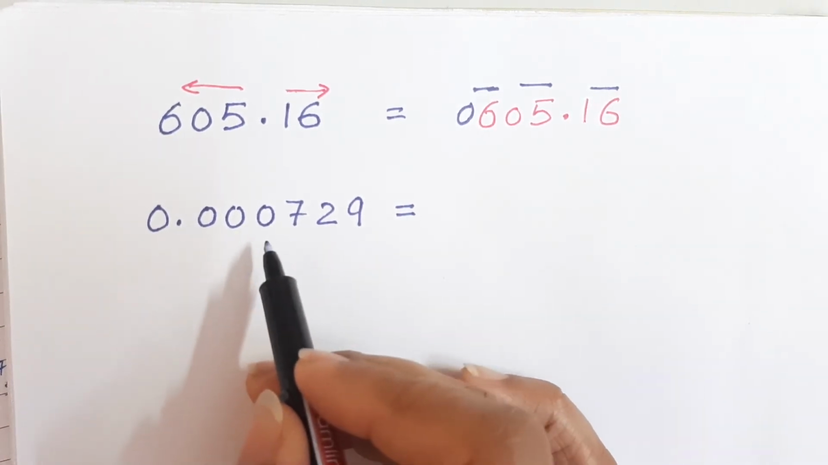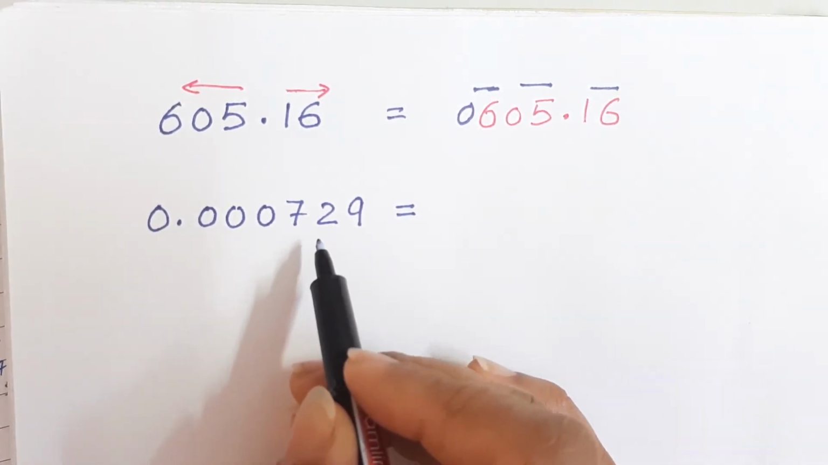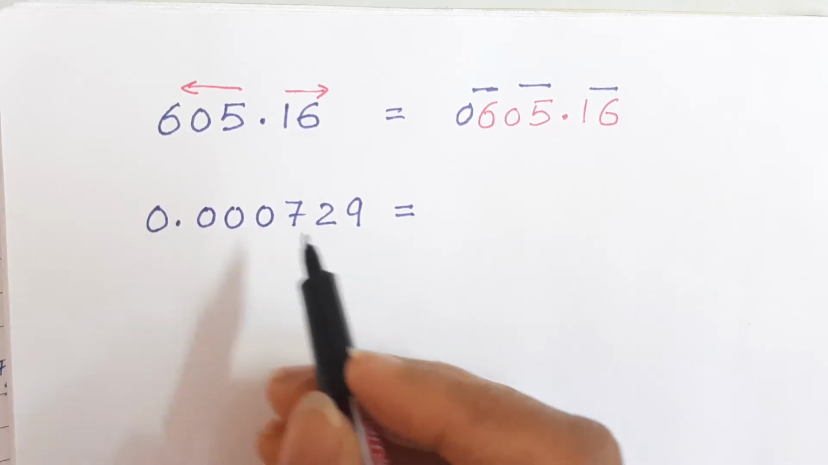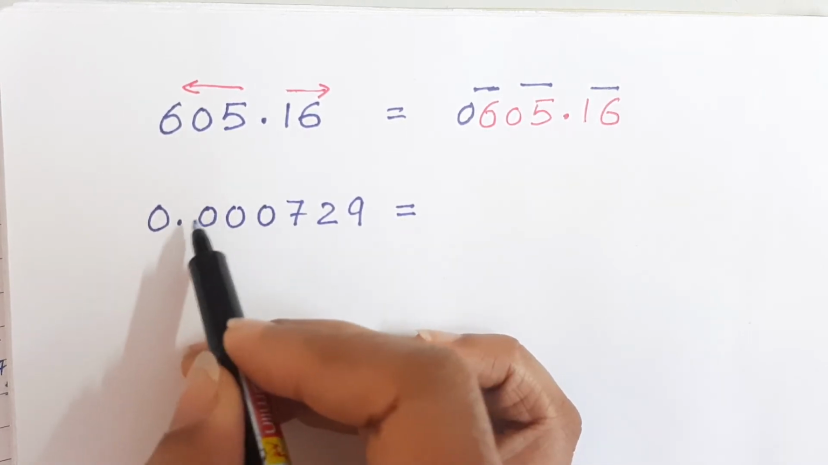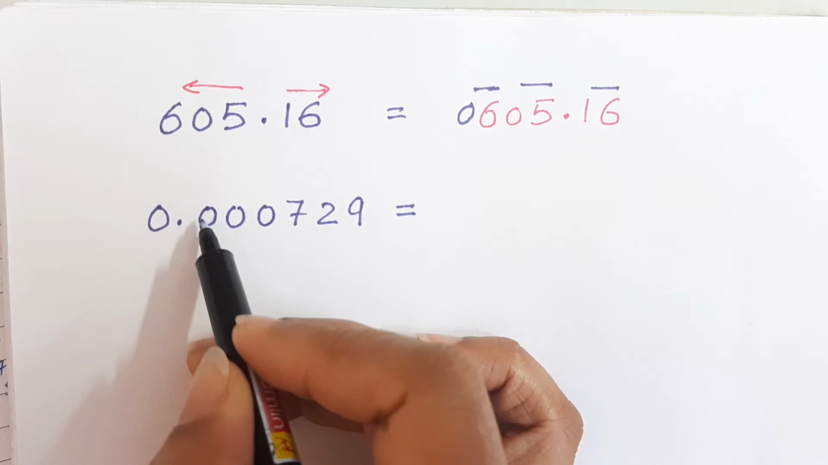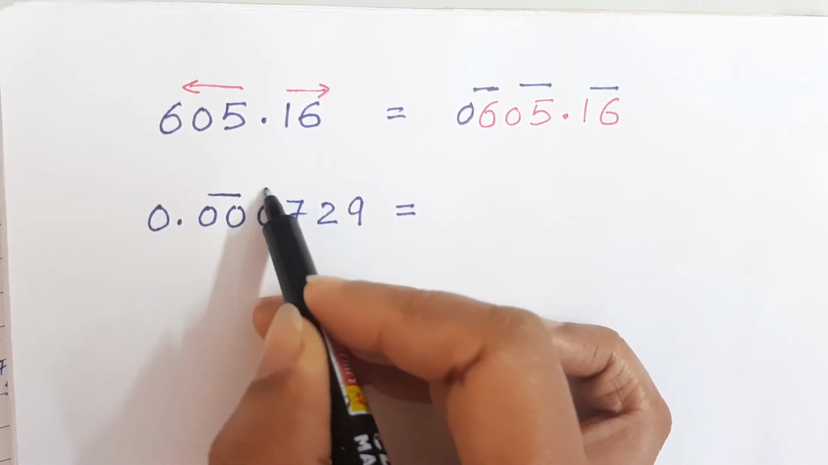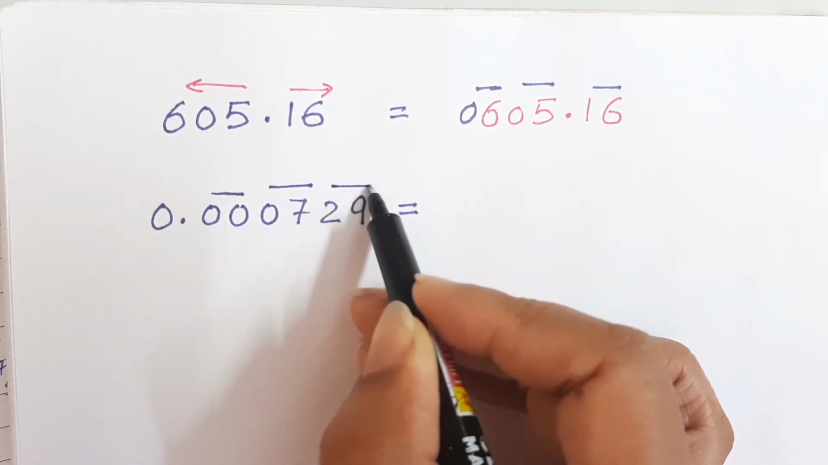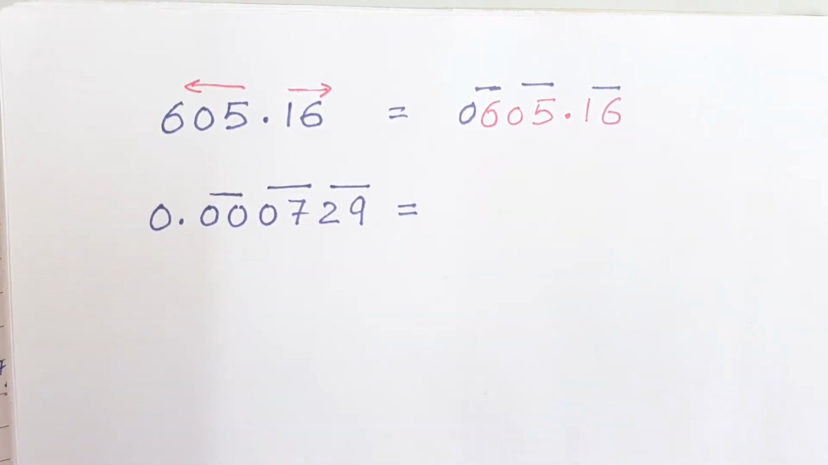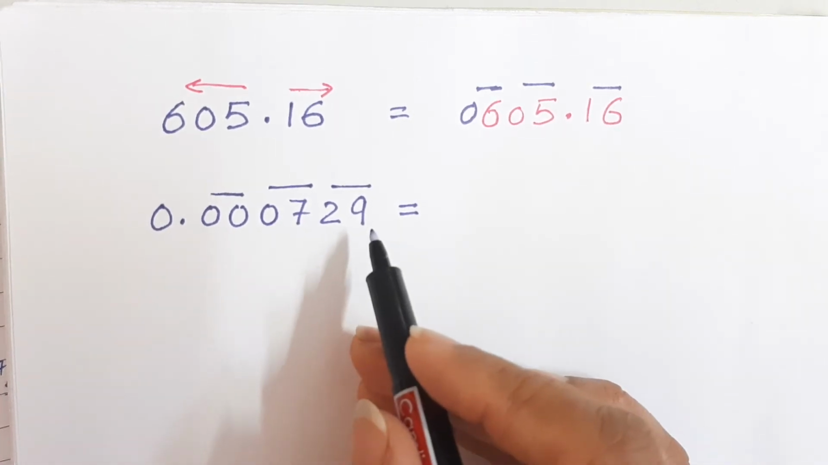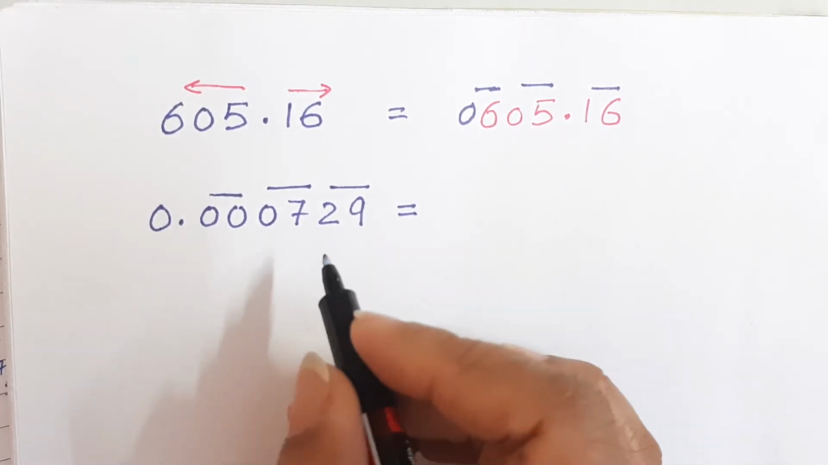Now consider the next case. Here, in order to do the pairing, we'll start from after the decimal, that is from left to right. So first pair, then second pair, then third pair. Is it clear? Now let us consider one more example.